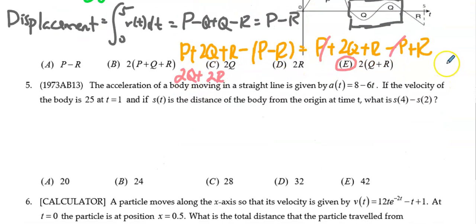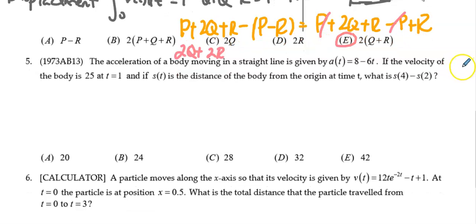All right, so for question number 5, it says the acceleration of a body moving in a straight line is given by this acceleration function right here. If the velocity of the body is 25 at time equals 1, and if s is the distance of the body from the original time, what is s of 4 minus s of 2?